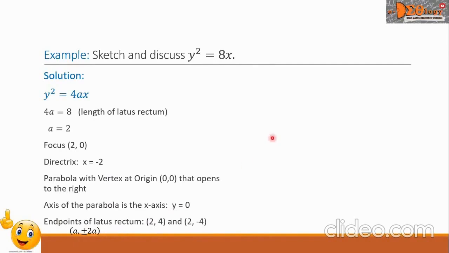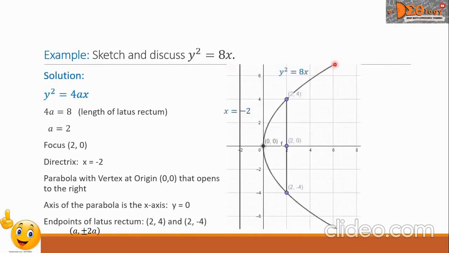Now, using GeoGebra, let us sketch this equation. We can see here we have a parabola that opens to the right. The focus is the point (2, 0). The directrix is this line x equals negative 2. The vertex is at the origin. The axis of the parabola is the x-axis itself, and the equation is y equals 0.